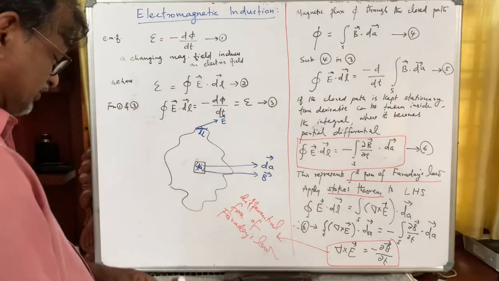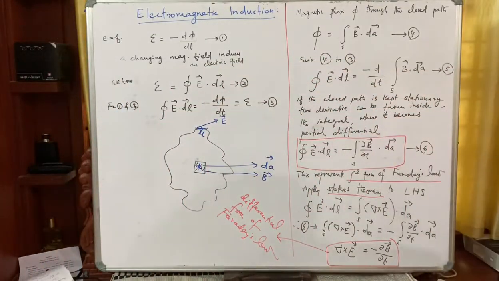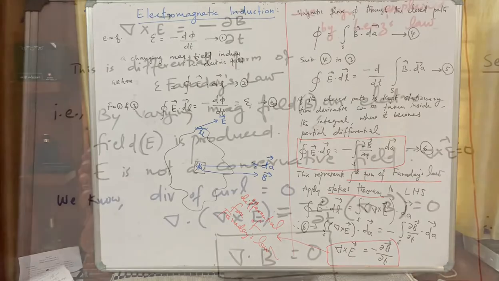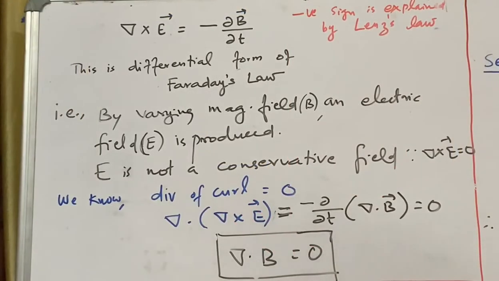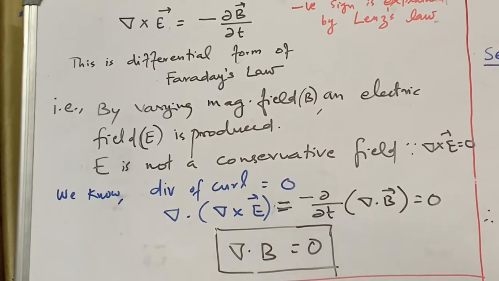So we got two expressions. The first one, equation 6, is the integral form of Faraday's law, and the last equation, del cross E is equal to minus dou B by dou t, is the differential form of Faraday's law. The negative sign is explained by Lenz's law.